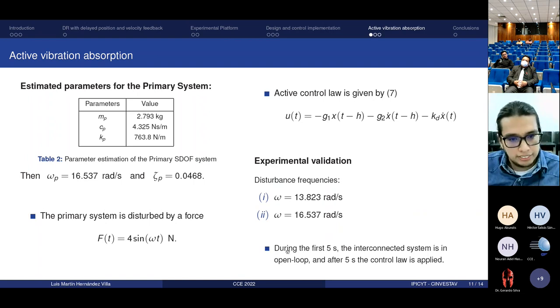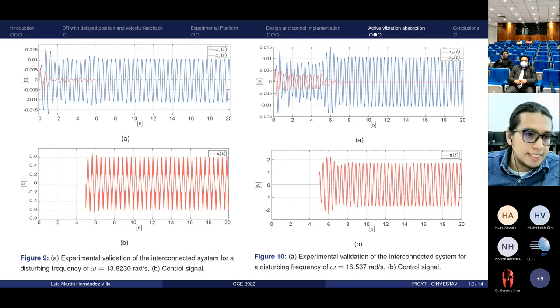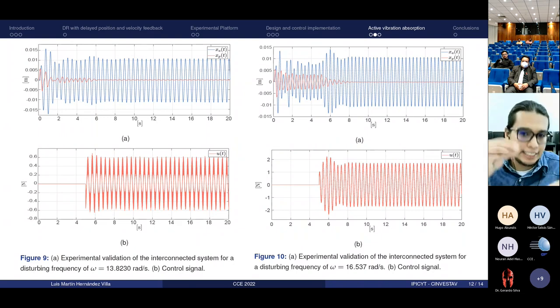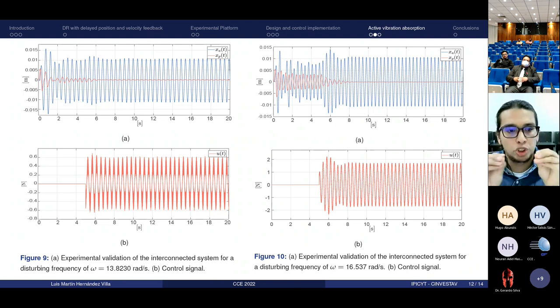During the first five seconds, the interconnected system is in open loop, and after that, the control law is applied. As we can see in figure 9, during the first 5 seconds, there is some vibration attenuation on the primary system, even though the control loop is not applied yet. This attenuation is because the secondary system performs as a conventional passive vibration absorber. Then when the DR starts to act after these 5 seconds, the secondary system becomes an active vibration absorber designed at this disturbing frequency, and then a high attenuation of the vibration on the primary system is achieved.